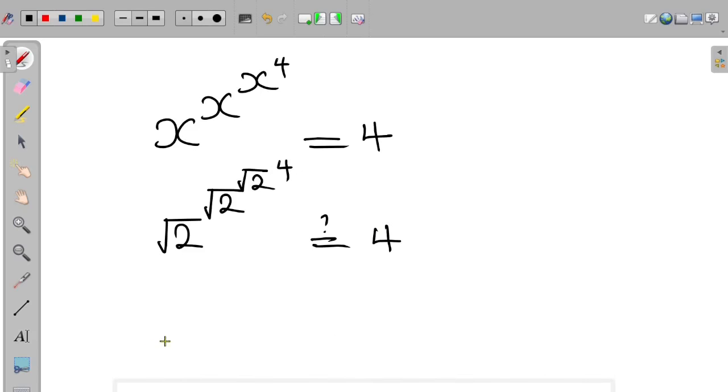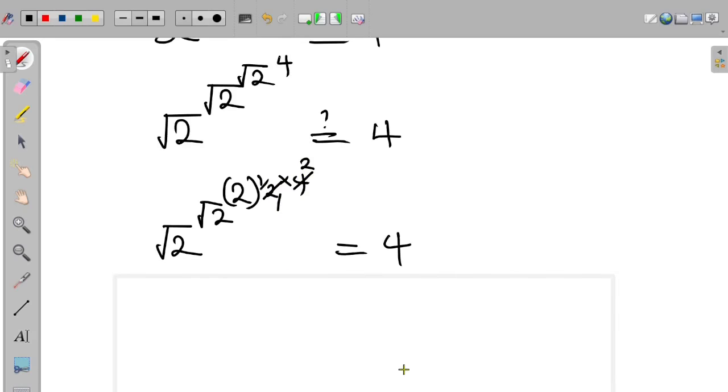Now, this can be written as root of 2 the power of root of 2, the power of 2 raised to the power of 1 divided by 2 times 4. So if 2 come here, we have 1. If 2 come here, we have 2. 2 times 1 is 2. So therefore, this becomes root of 2 raised to the power of root of 2 raised to the power of 4. And we want to verify if this is equal to 4.